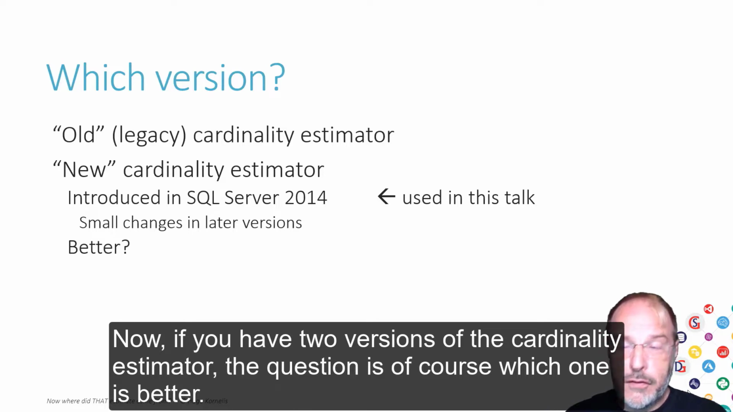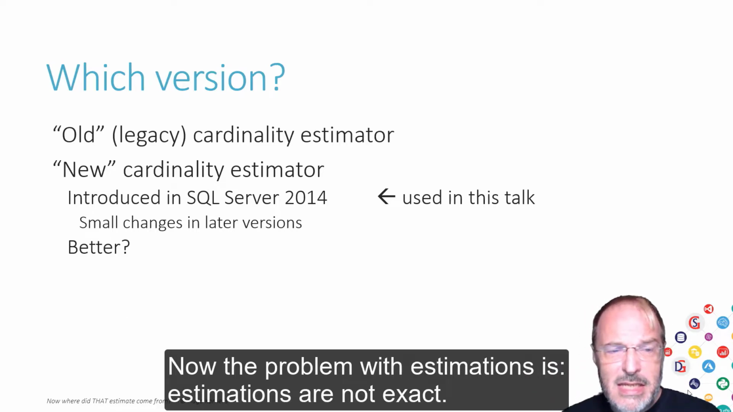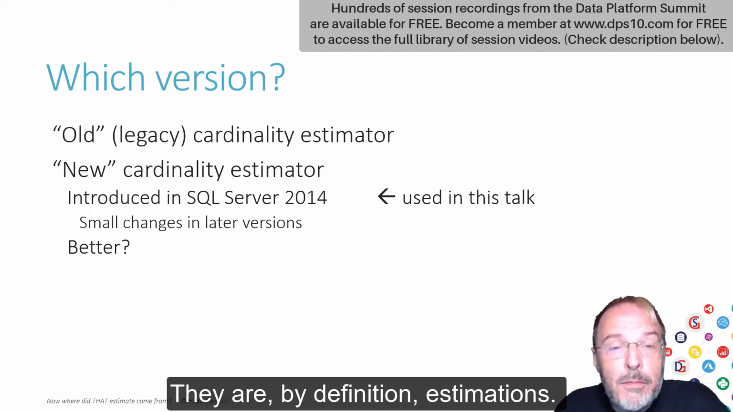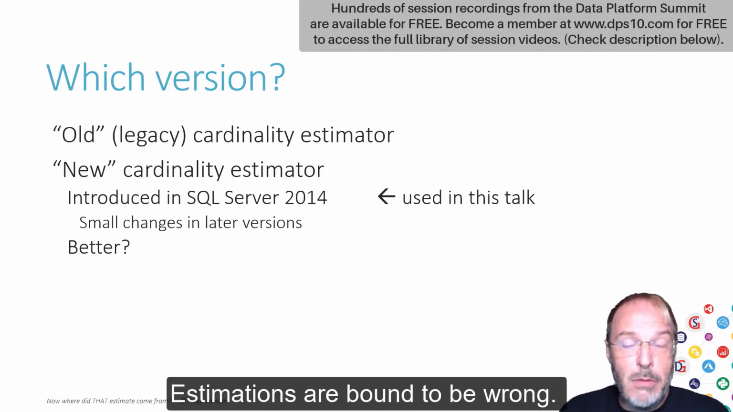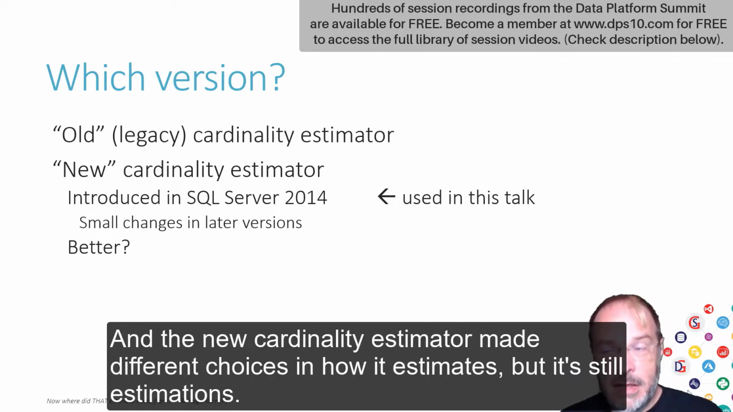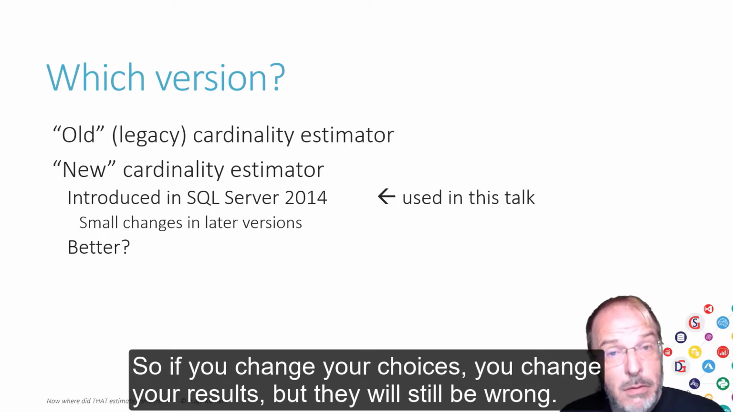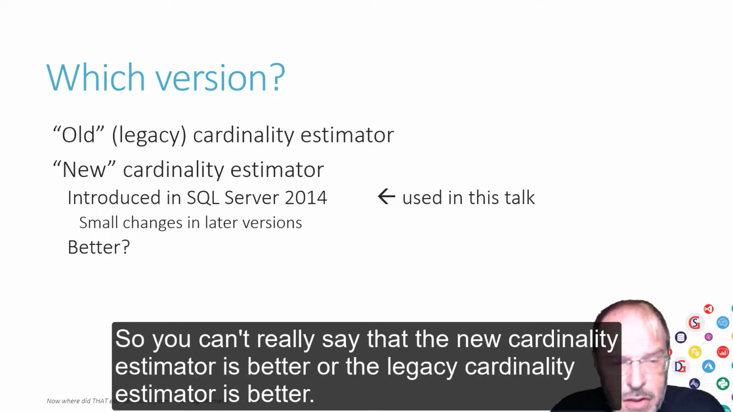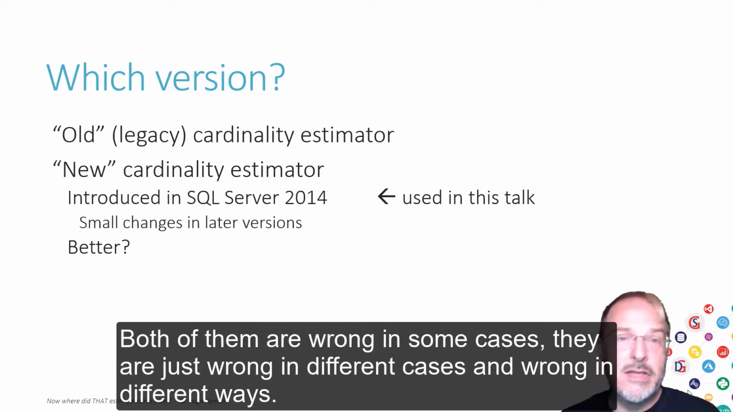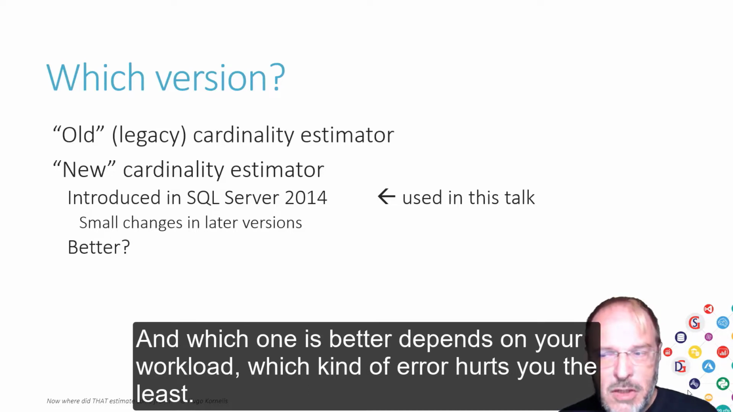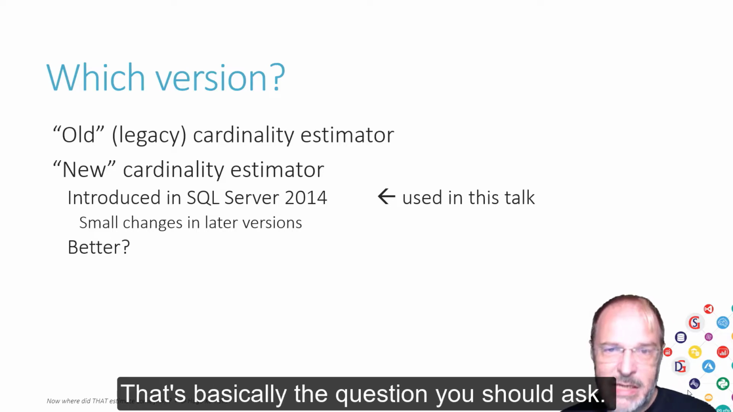Now, if you have two versions of the cardinality estimator, the question is, of course, which one is better? Now, the problem with estimations is estimations are not exact. They are by definition estimations. Estimations are bound to be wrong. And the new cardinality estimator made different choices in how it estimates, but it's still estimations. So if you change your choices, you change your results, but they will still be wrong. They're just wrong in different ways. So you can't really say that the new cardinality estimator is better or the legacy cardinality estimator is better. Both of them are wrong in some cases. They are just wrong in different cases and wrong in different ways. And which one is better depends on your workload. Which kind of error hurts you the least? That's basically the question you should ask.